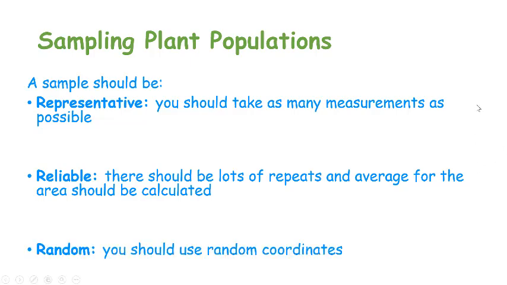Then it also needs to be random. So you should use random coordinates. And that basically just helps avoid any bias. So it stops you just counting all the plants or all the features that you can see in one area. So when you're thinking about sampling, think of these three R's. It should be representative, reliable, and random.